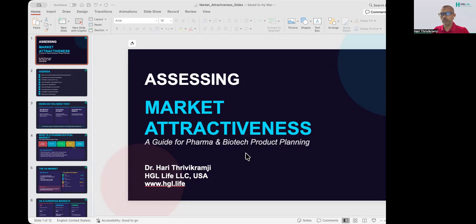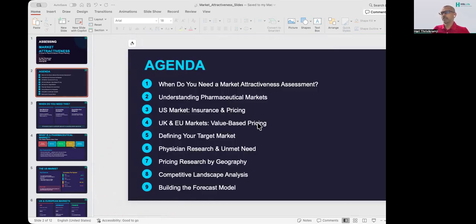We'll cover what a pharmaceutical market actually is, how pricing works across different geographies, and the step-by-step process for evaluating whether a market share opportunity is worth the investment. That is the key thing. So I have an agenda here in this slide, which shows the different points I'll be going through. I won't waste time looking at that slide.